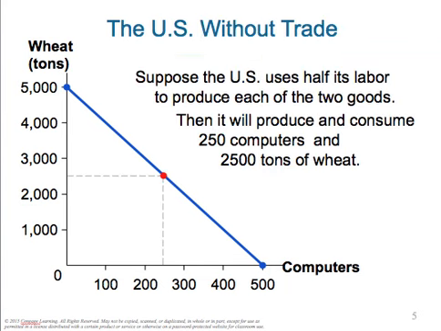The U.S. without trade, if they decided not to trade, suppose the U.S. uses half of its labor to produce each of the two goods, then it will produce and consume 250 computers and 2,500 tons of wheat. They're splitting their labor down the middle, and that's what they would produce if they used half and half. Of course, the U.S.